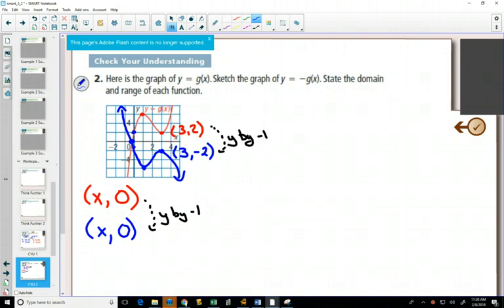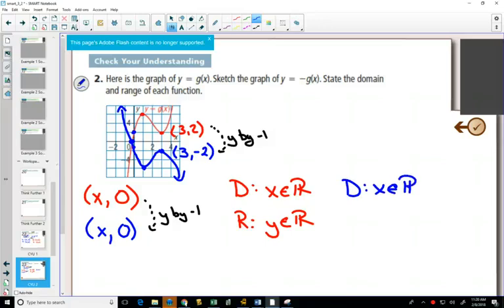Now it says to state the domain and range of each function. In this one, our original function had a domain of everything and a range of everything. And reflecting that didn't change. Our domain and range are still everything. Had it been a different graph, that might have changed. But in this case, both our domain and range are everything.